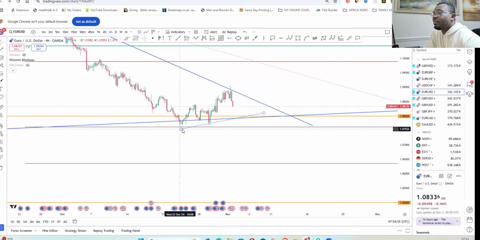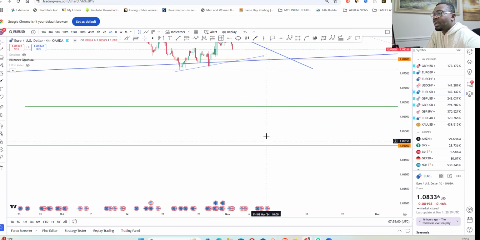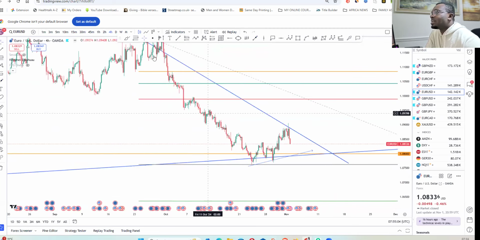And then you want to look for that break of trend line and then wait for a retest and then sell all the way to this level here. So that's for that. And then let's go to gold.